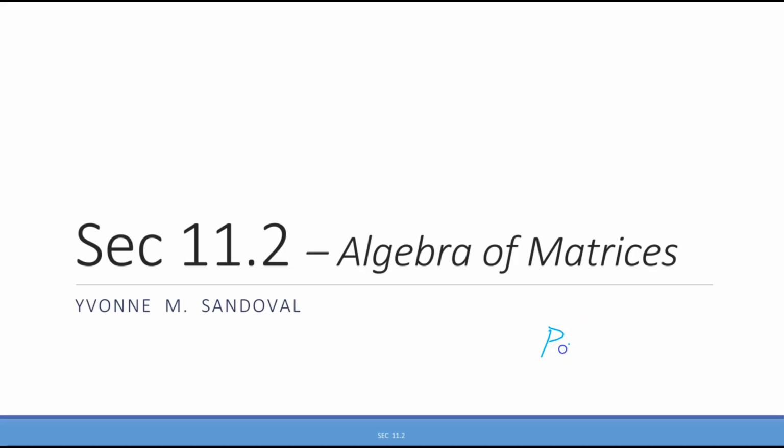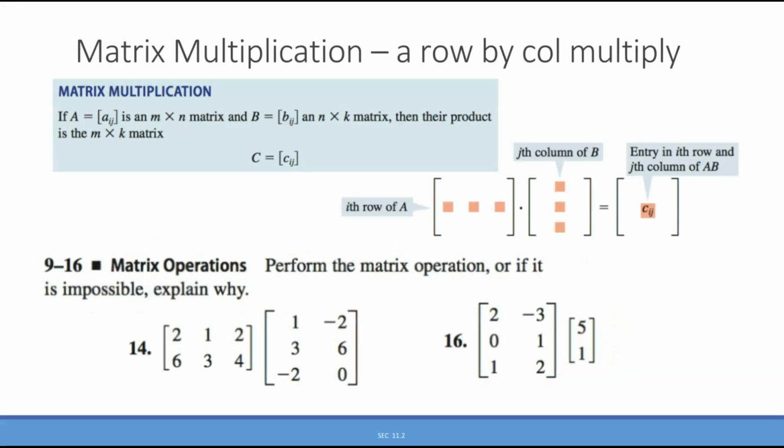Algebra of Matrices, Part 3. We've talked about scalar multiplication. Scalar multiplication, we take our scalar and multiply every entry in our matrix by that scalar. We've talked about matrix add and subtract. With matrix add and subtract, we check the sizes. As long as the size is equal, then we're able to add or subtract corresponding entries.